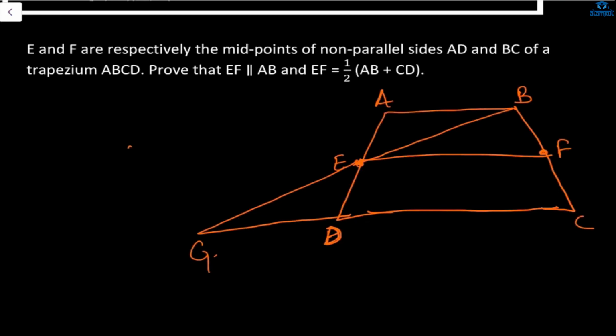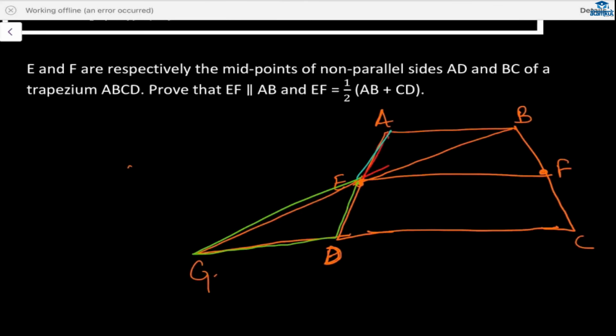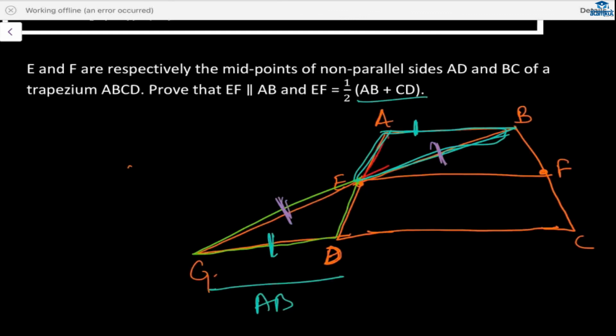So what we are going to do, we are going to take two triangles, this triangle and this triangle. In these two triangles we will prove that they are congruent, and then we will show that this is equal to this, and this is equal to this, so that we can prove it is half of AB plus CD. Because if you are able to prove that E is the midpoint, then EF is half of GC. So if we prove that GD is equal to AB, it will be half of AB plus CD. Understood?